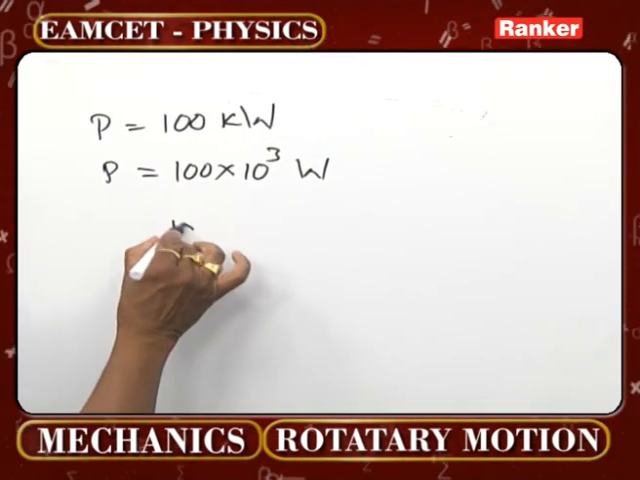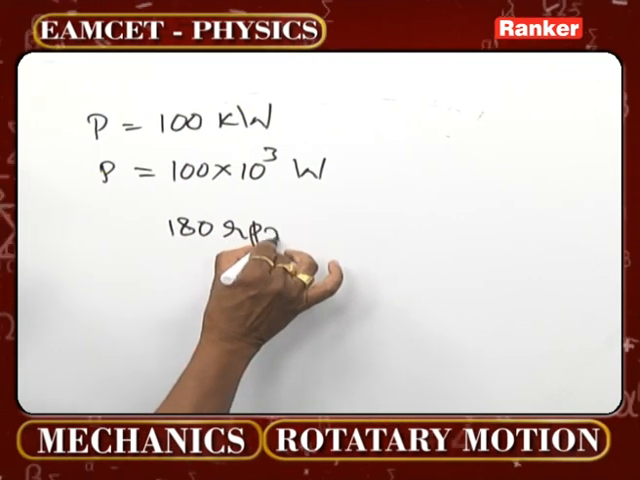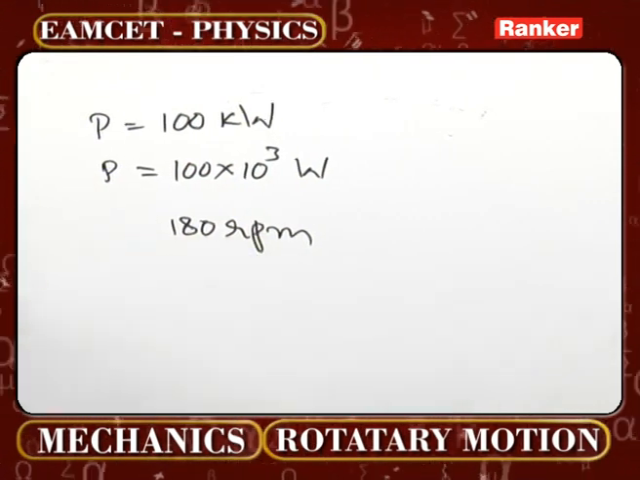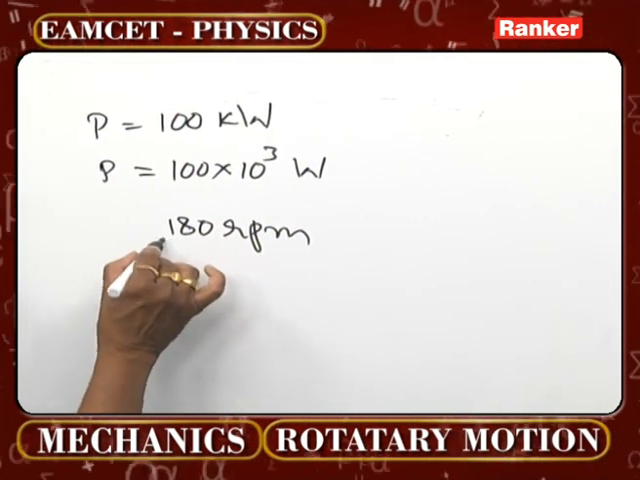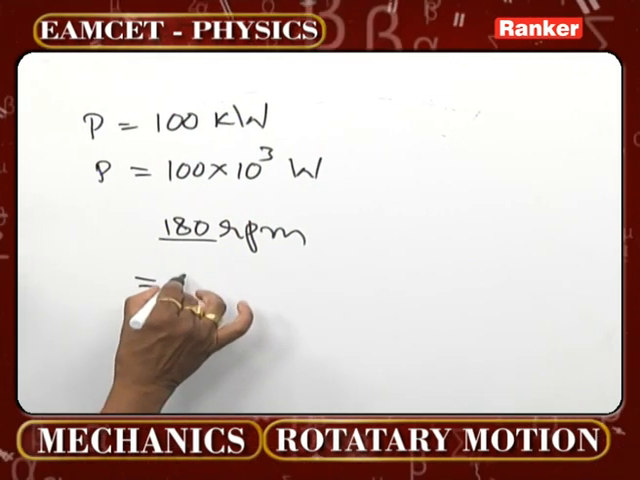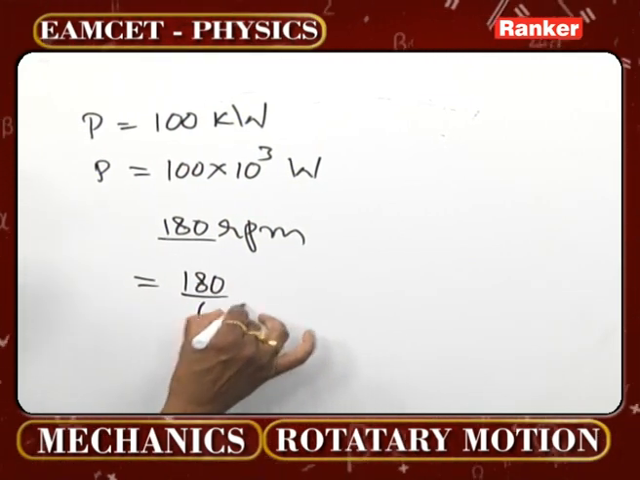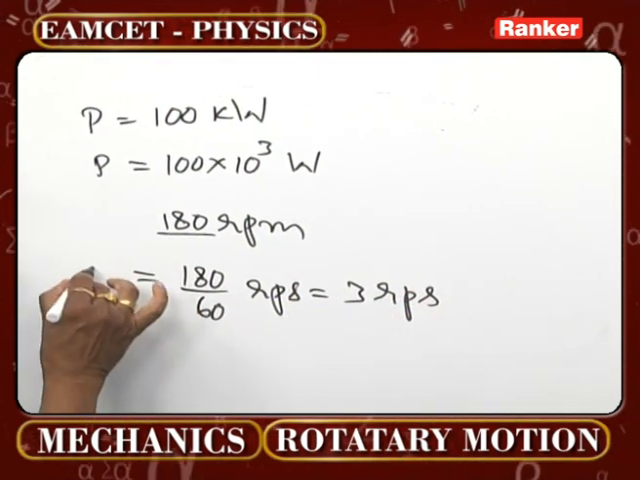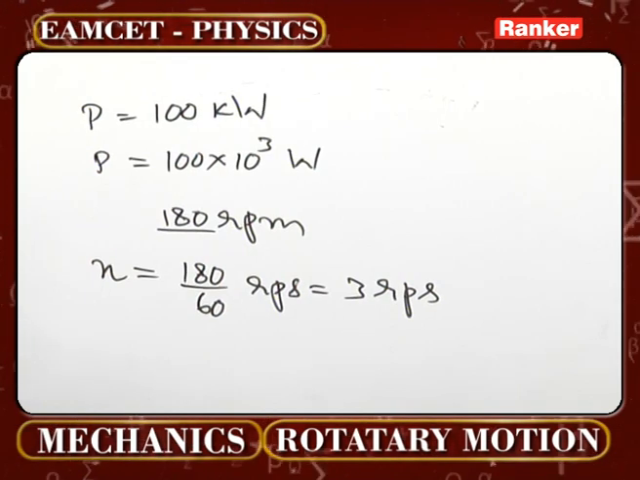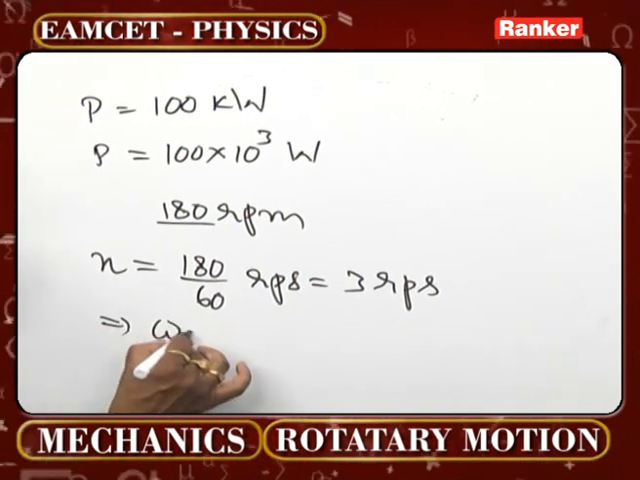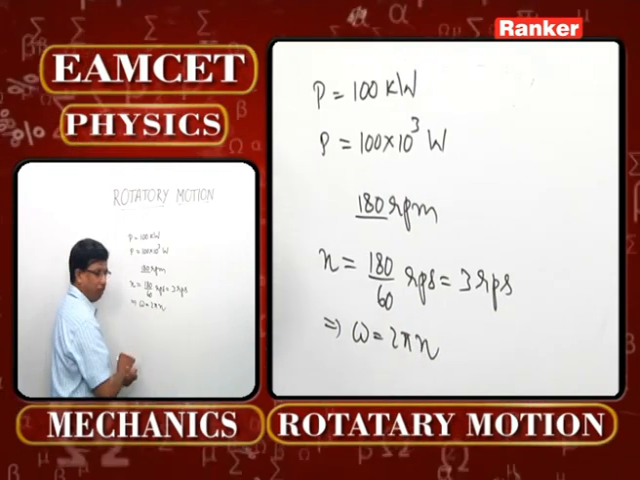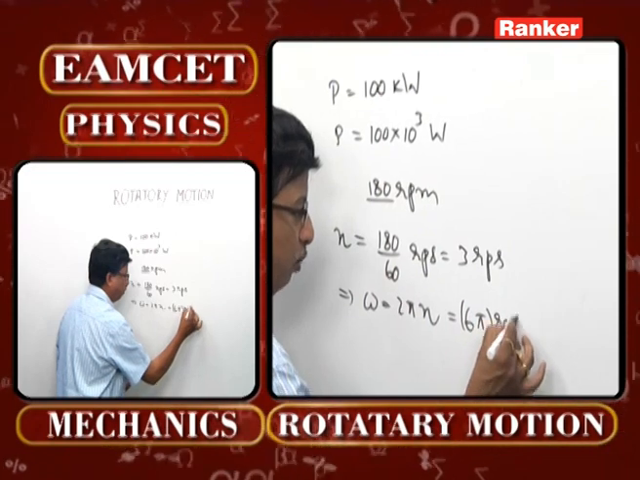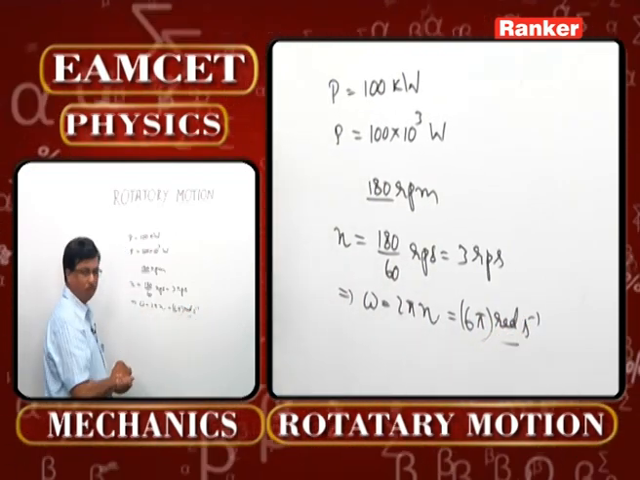But of course, 180 rpm. Yesterday and in the earlier class also we discussed that 180 rpm is divided by 60. When we write it, that will be 180 by 60 rps, which is nothing other than 3 revolutions per second, the frequency of the body. Then automatically we can write omega is equal to 2 pi n, from which I can write 6 pi radian per second is going to be the angular velocity.